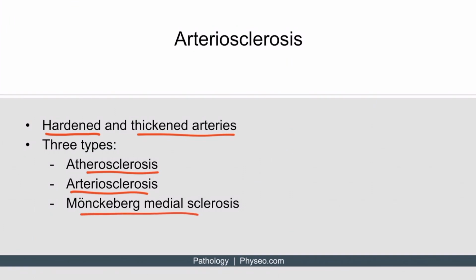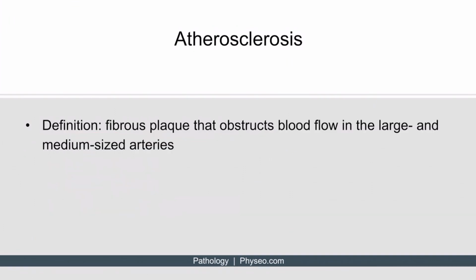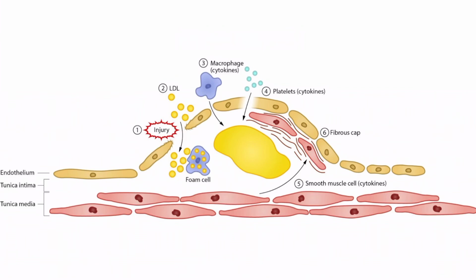Let's discuss atherosclerosis first. Atherosclerosis is a fibrous plaque that obstructs blood flow into large and medium-sized arteries. The exact mechanism of how this occurs is very important to understand and high yield for Step 1. Here's an image outlining the pathophysiology of atherosclerosis. Off to the side, notice that we have shown the endothelium, tunica intima, and tunica media. So the first step in this process is endothelial injury, which we can see right here.